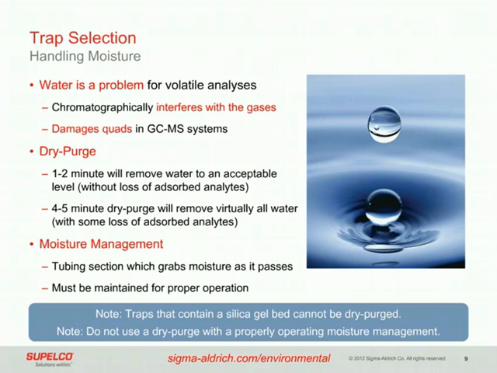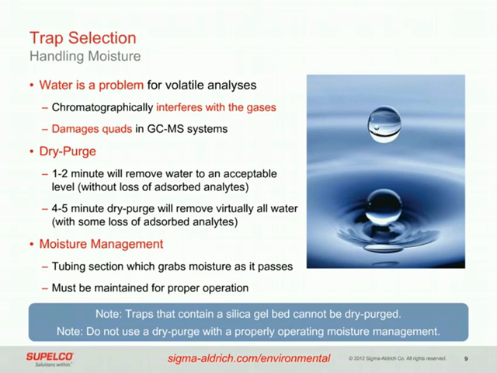One is a dry purge. A 1 to 2 minute dry purge will remove water to an acceptable level without losing any absorbed analytes. In extreme cases, a 4 to 5 minute dry purge will remove virtually all water, but you'll also lose some absorbed analytes. So again, we recommend you keep your dry purge to 1 to 2 minutes. Longer than that, you'll remove more water, but you're also going to lose some of your analytes. So 1 to 2 minutes is appropriate for a dry purge.